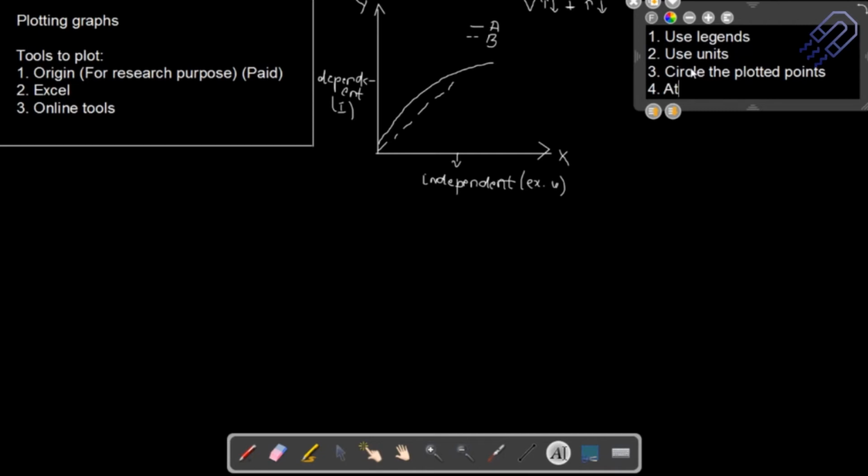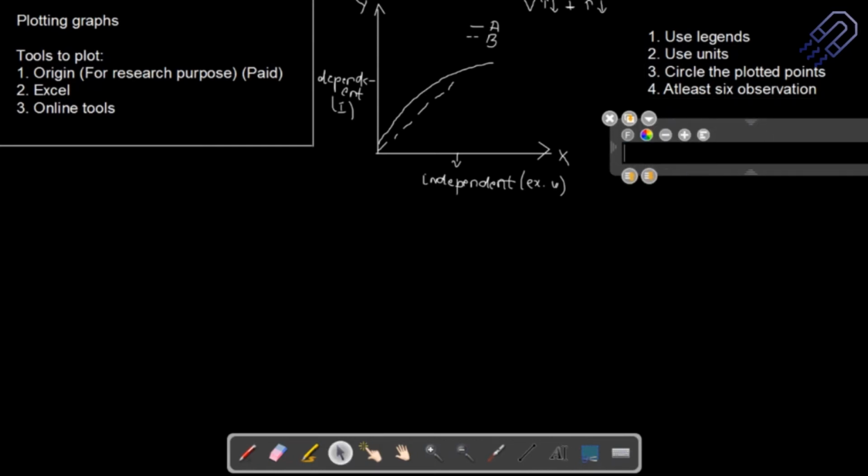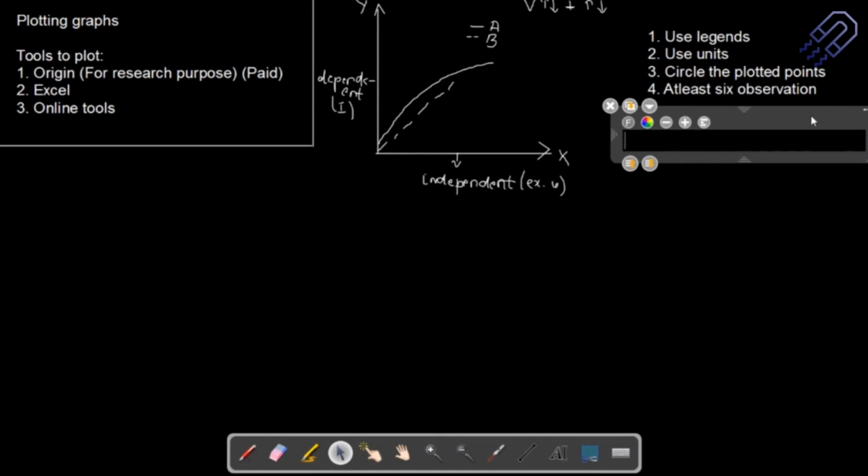And whenever you are plotting a graph, the thumb rule is that there should be at least 6 observations if you are going to plot any standard graph. But sometimes, depending on the experiment, you don't get that many points, and that is not wrong either. It depends on what kind of observation you are doing. But technically there should be around 6 points.